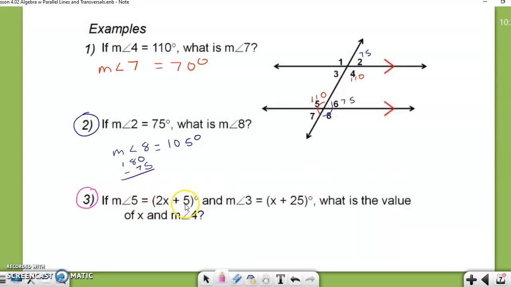If the measure of angle 5 is 2x plus 5, I like to be visual with it. The measure of angle 3 is x plus 25. These are same side interior angles, so they are going to be supplementary. So that means I can add those together and solve for x.